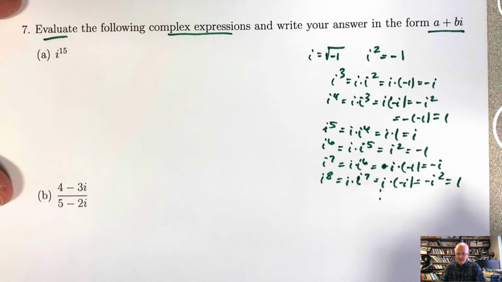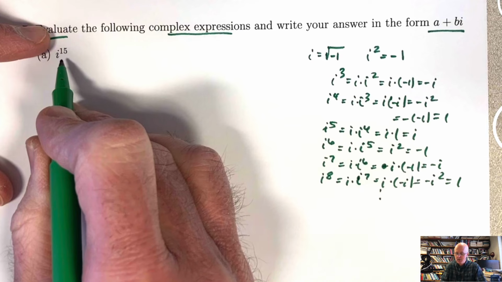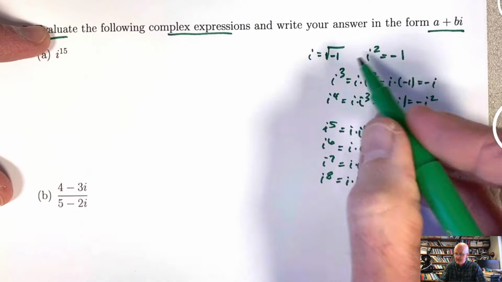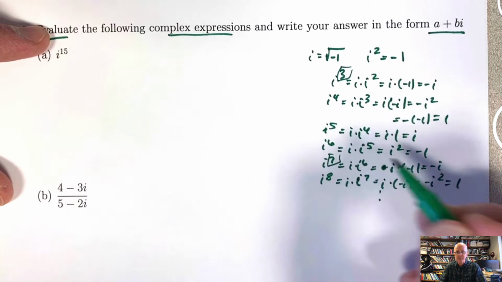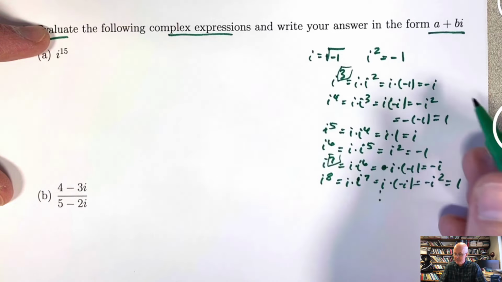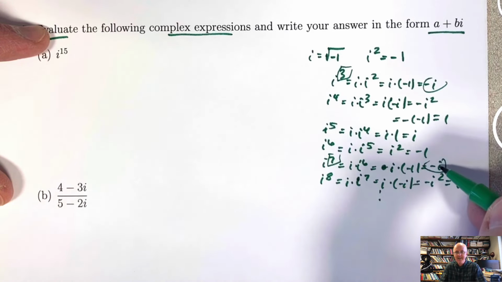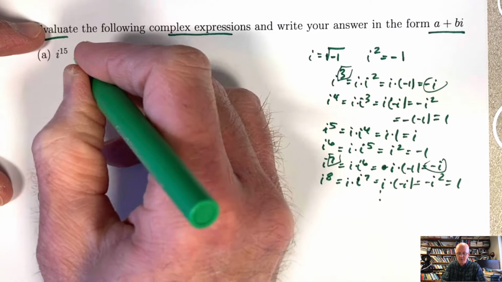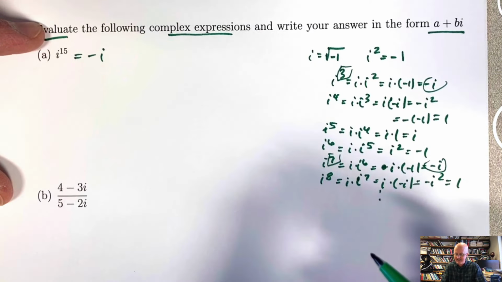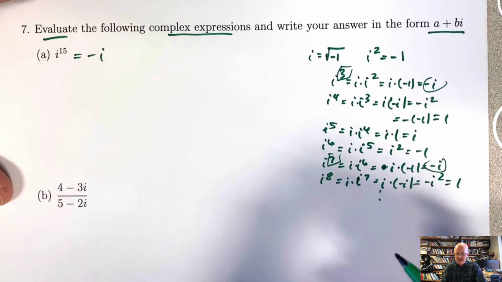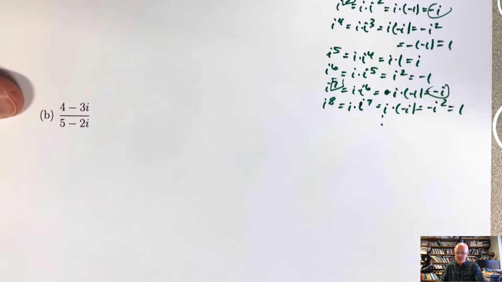Cool. Think about this. 15 is 3 more than a multiple of 4, just like 3 and 7 are 3 more than a multiple of 4. And in both cases, we got -i. Yeah, the pattern will continue. The answer here will be -i. Isn't that amazing? Okay, so that's right. That is what i to the 15th is.